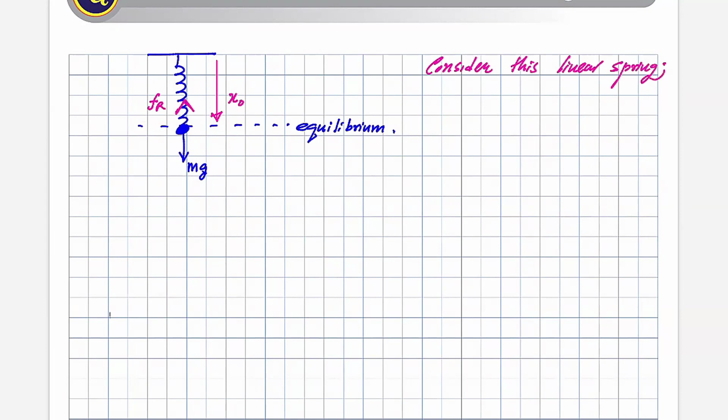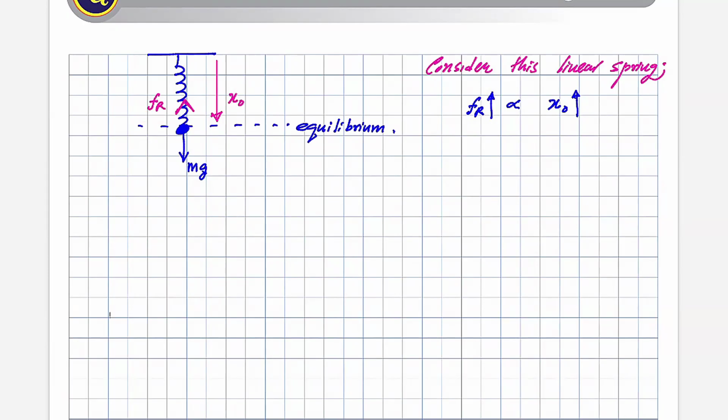Consider this linear spring. Then you will see this FR force is proportional to x0. Now that means when FR force is increasing, x0 is increasing.